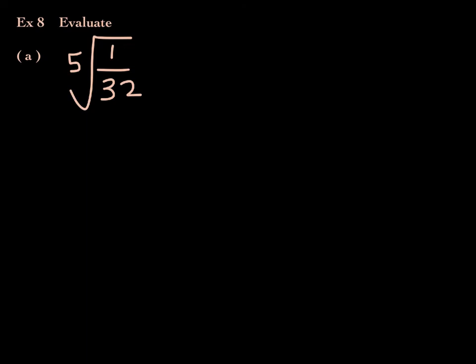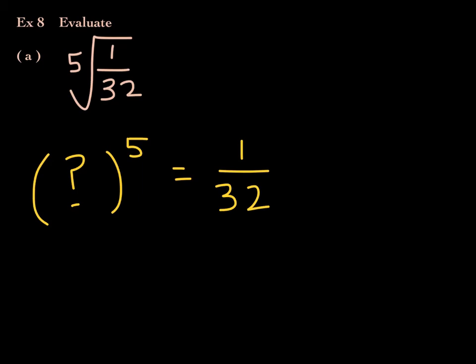Now, the fifth root of 1/32 is asking you for what real number raised to the 5th power gives you 1 over 32. Here, let me show you like this. What do you raise to the 5th power in order to get 1 over 32? That's the question. So the answer to that question is 1/2. And let me show you how I know that, all right? So watch this, everybody.